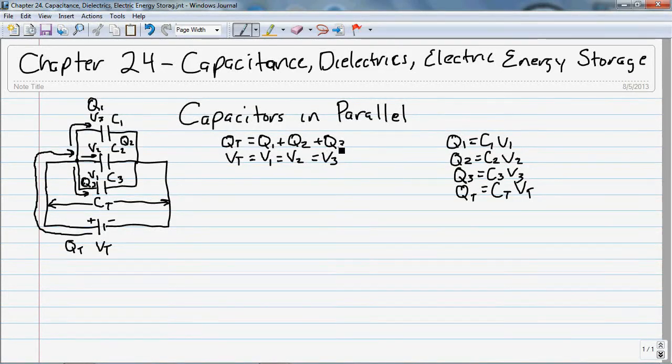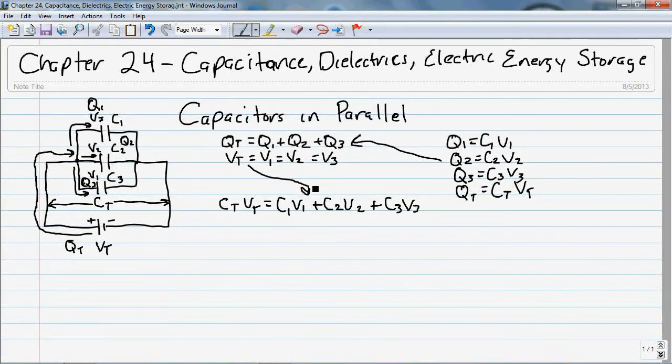And I have this sum relationship, so I can substitute these formulas into there. So I get CT VT is equal to C1 V1 plus C2 V2 plus C3 V3. But all of the potentials are equal, so I can factor those out, and I get CT is equal to C1 plus C2 plus C3.